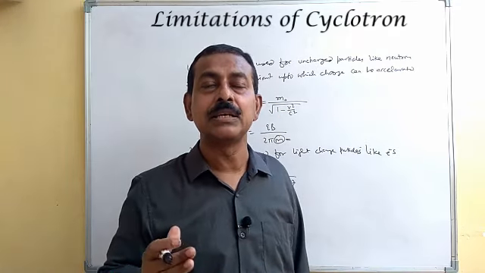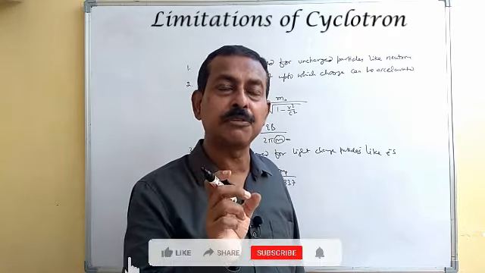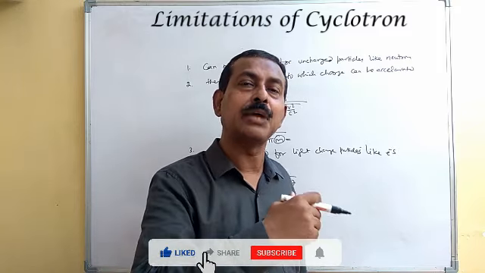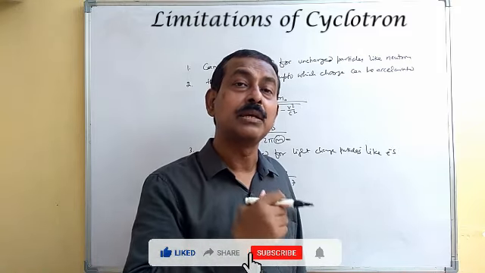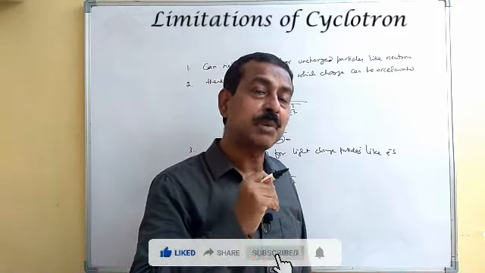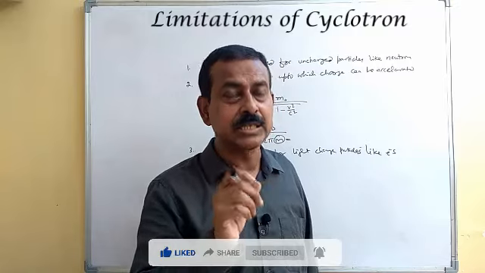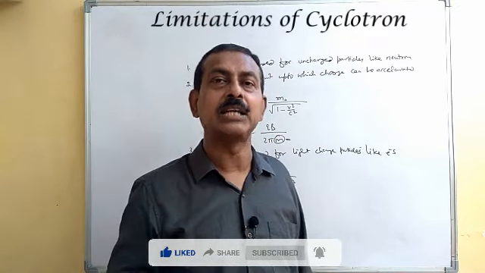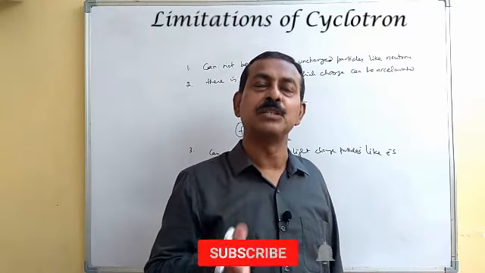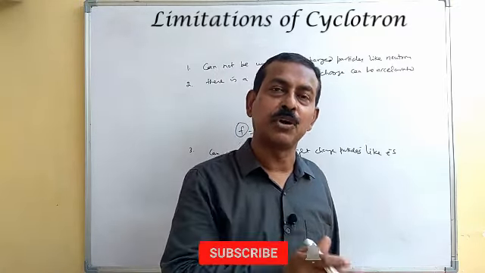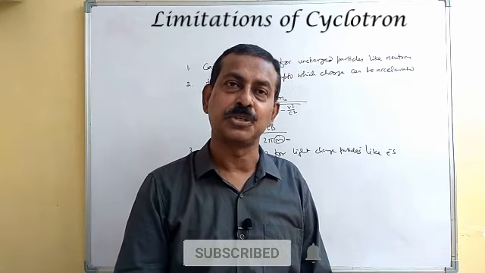And if the acceleration is very large, then within a very short interval of time, it will acquire a very high velocity where the change in mass cannot be neglected. And if the mass changes, then the frequency will change. And if the frequency of revolution changes, the motion will not remain synchronous. So it cannot be used to accelerate such particles. These are some of the limitations of the cyclotron. This is all about the details of the cyclotron.